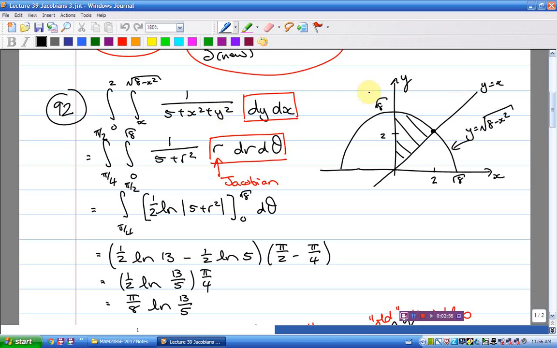In this particular example, 92, your region is very much conducive to using polar coordinates. In the lecture, when I drew this picture, I carefully worked out what the coordinates of that intersection point were, because I wanted to check that this does in fact give me that entire shaded pizza slice sort of shape.